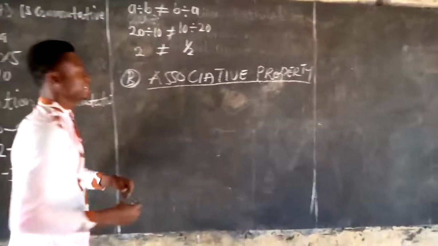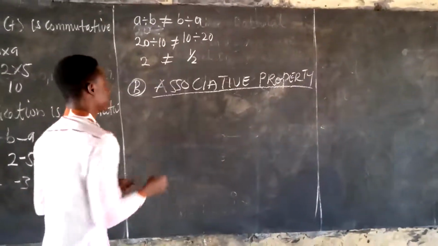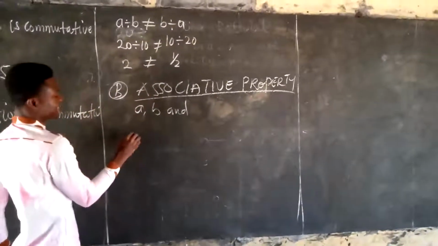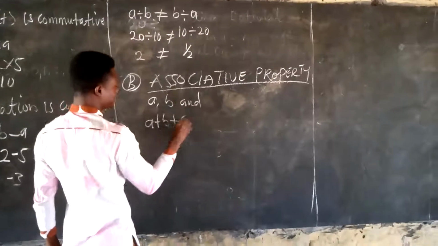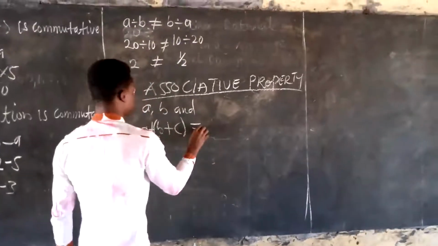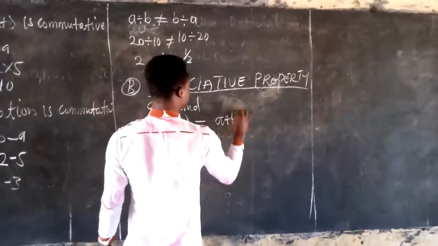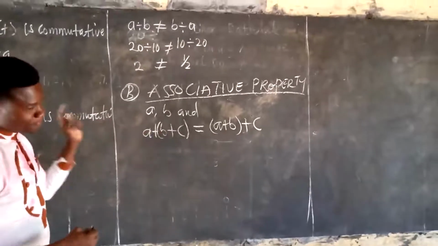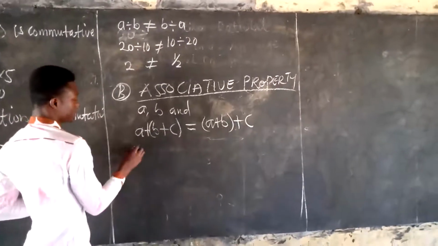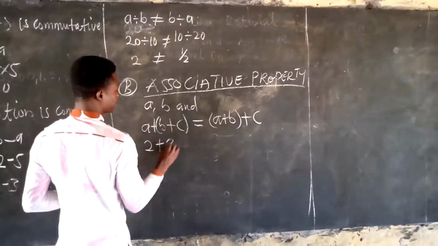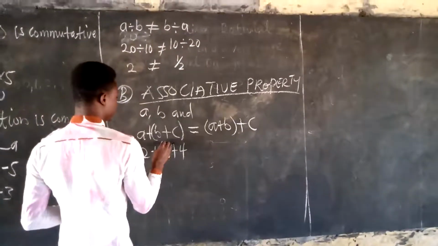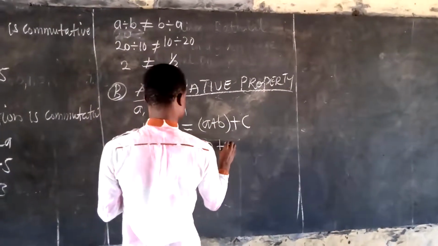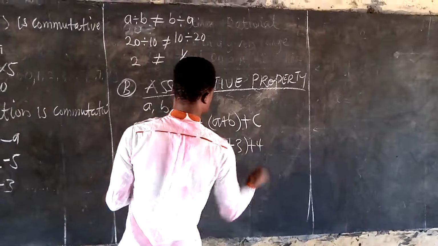In the associative property, let's say that we have three numbers, A, B, and then C. If A plus B, plus C will give us the same answer as A plus B plus C with the brackets moved, then we conclude by saying that this property is called associative. Example, let's say you have 2 plus 3 plus 4, and then we also have 2 plus 3 plus 4.